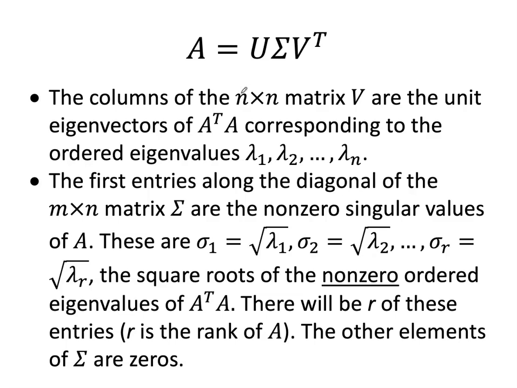What's sigma? The first entries along the diagonal of the m by n matrix sigma are the non-zero singular values of A. These are sigma 1 equals square root lambda 1, sigma 2 equals square root lambda 2, and so on, sigma r equals square root of lambda r. These are the square roots of the non-zero ordered eigenvalues of A transpose A. There will be r of these entries. r, again, is the rank of A. And the other elements of sigma are zeros.